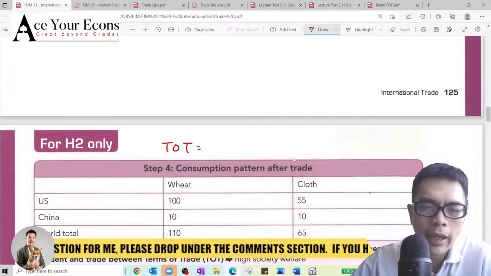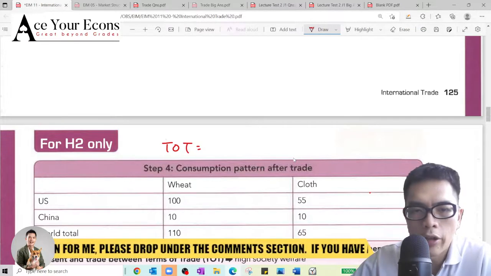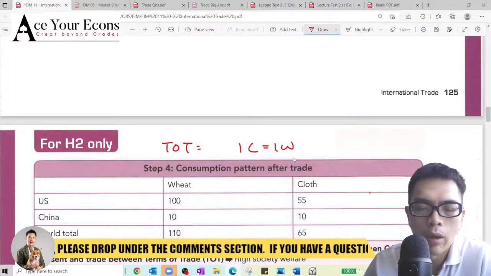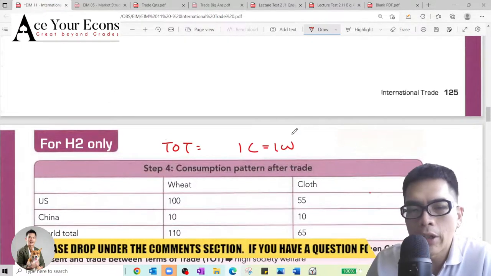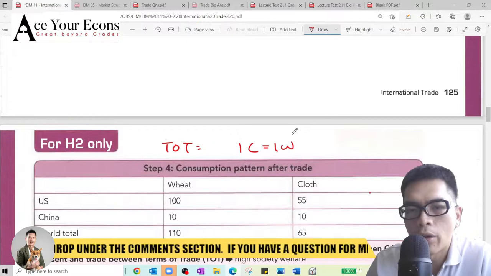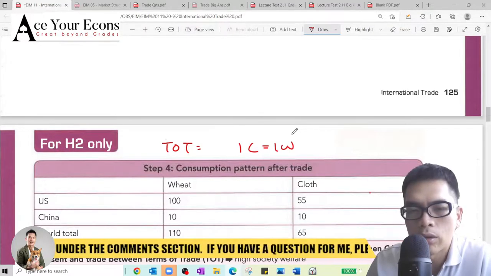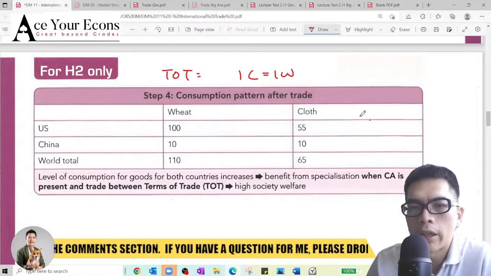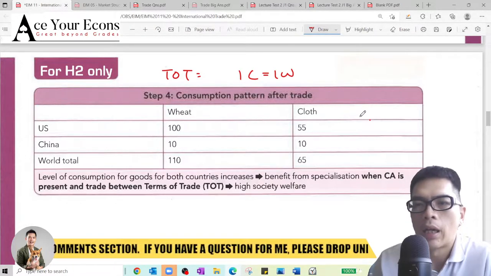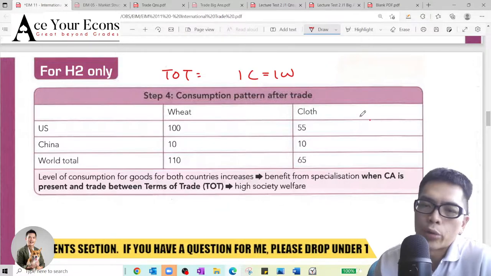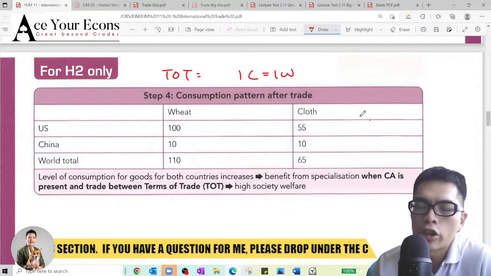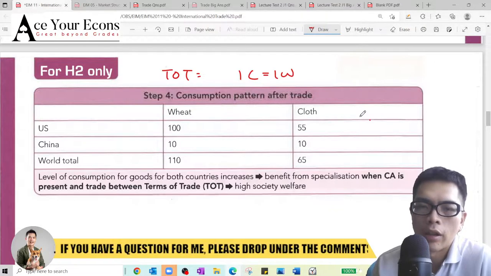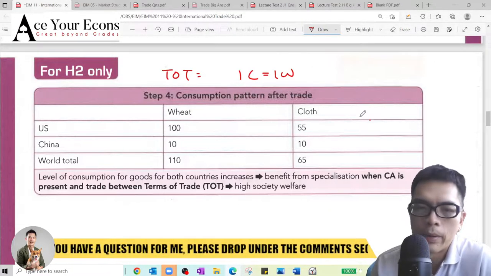Please tell me what the terms of trade are. You have to tell me that the terms of trade will be one cloth is equivalent to one wheat. You don't necessarily need to tell me that it has to fall within the existing opportunity cost. Don't need to tell me that. But you need to make the correct assumption. These figures are not plucked from thin air. Then we can see that when countries specialize and when they exchange, there will be a higher world production and higher consumption. Consumers can consume outside of their PPC.